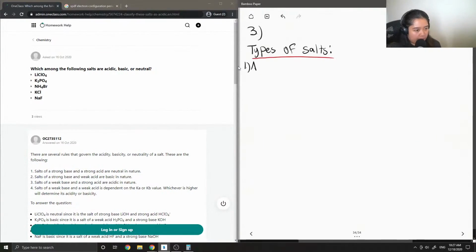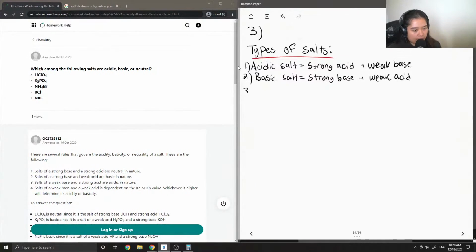When you have an acidic salt, this is made from a strong acid plus the salt of a weak base. When you have a basic salt, this is when you have a strong base that was reacted with the salt of a weak acid.